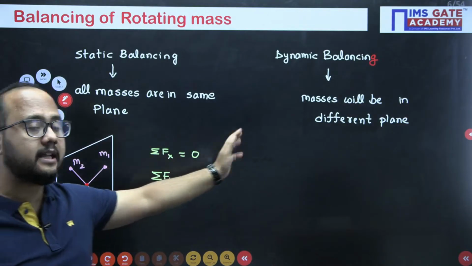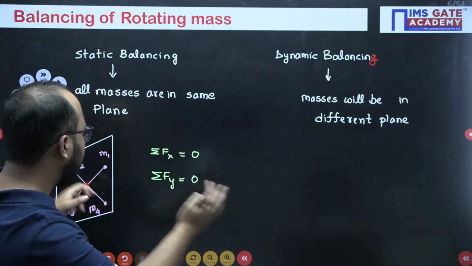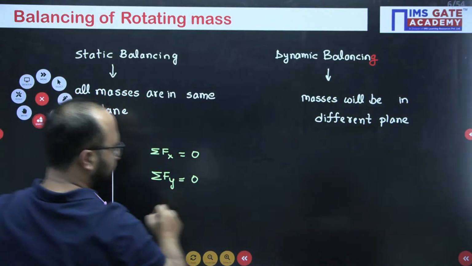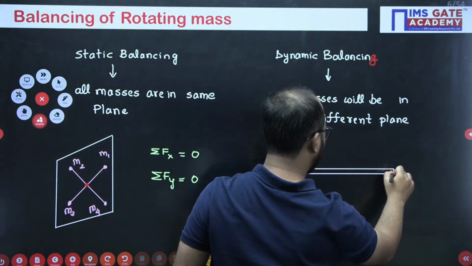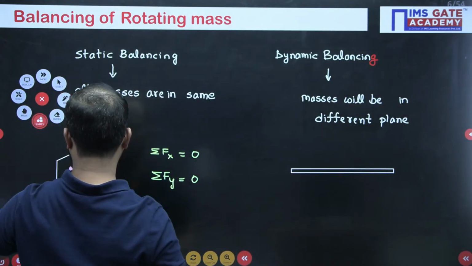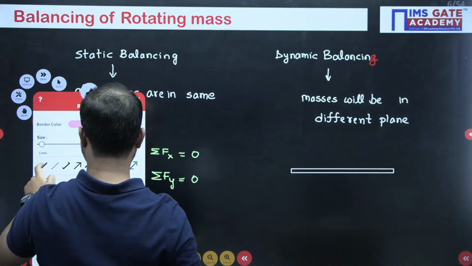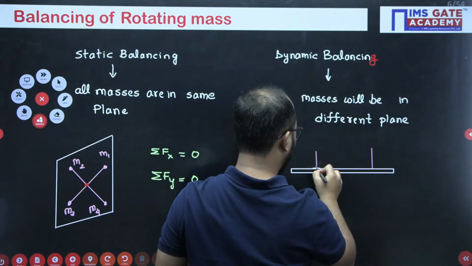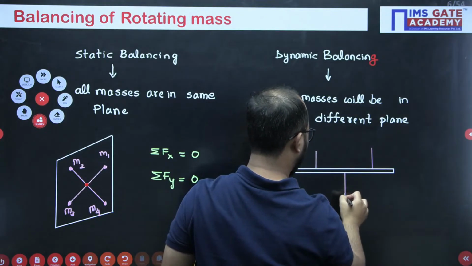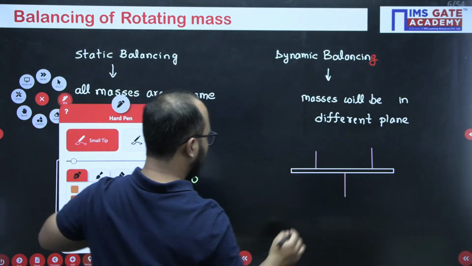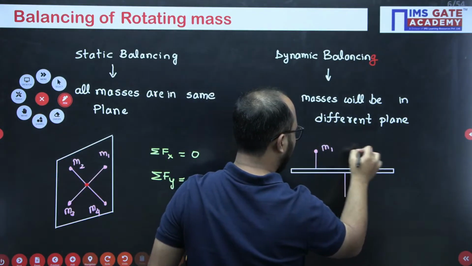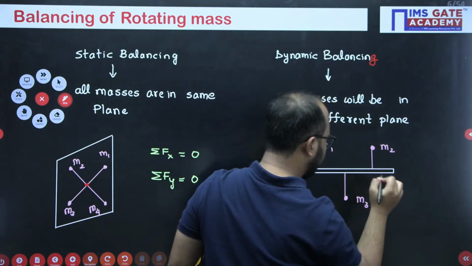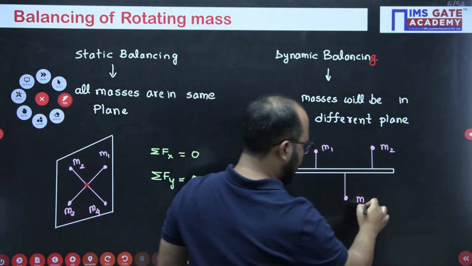Now coming to the dynamic case where the masses are in different planes. Let us see this part. In this case I will draw the front view of the shaft. So what happens here? Masses will be attached in different planes like this. So you can say this is M1, M2, and the final last mass is M3.